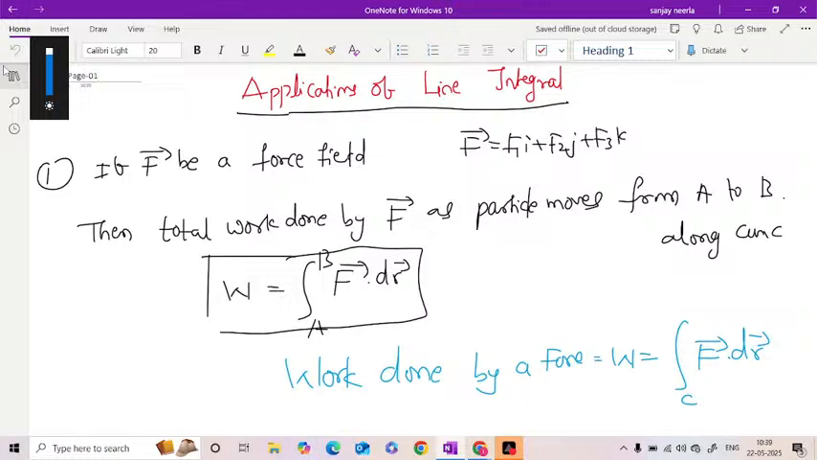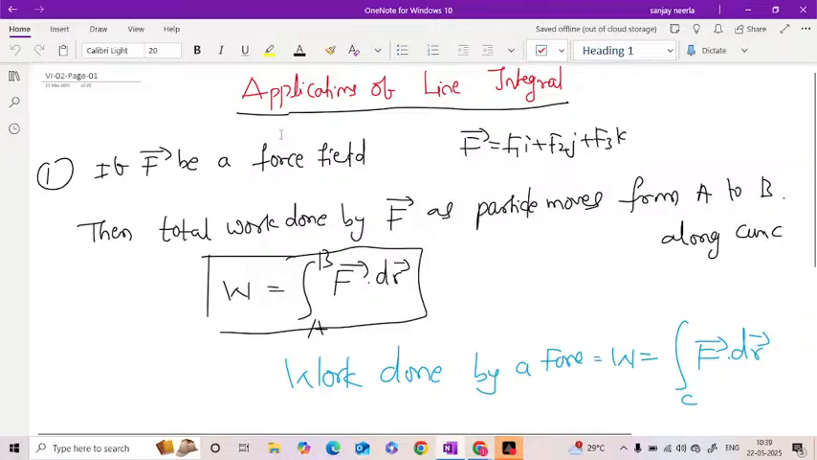No more? Okay. So before going to start the next class, I will give a brief revision. In the previous class we have seen the applications of the line integral. The first application is: suppose F is a force field and the vector F is equal to F1 i plus F2 j plus F3 k, then the total work done by F as a particle moves from A to B along the curve C is the integral from A to B of F dot dr.